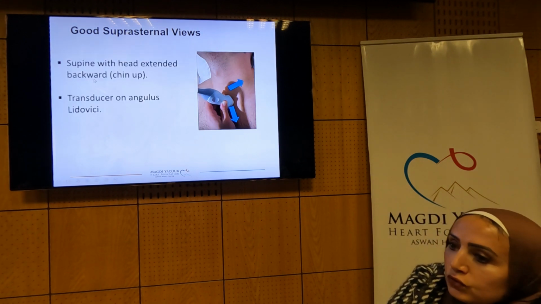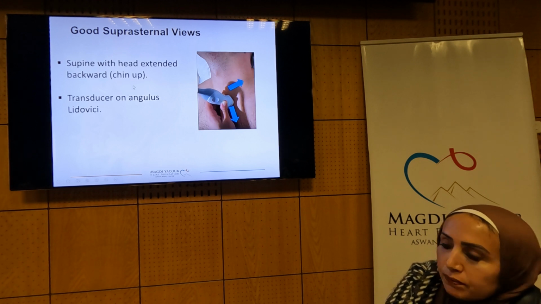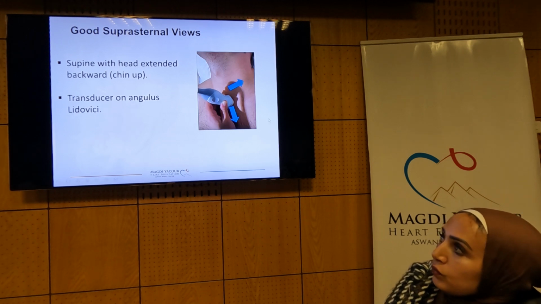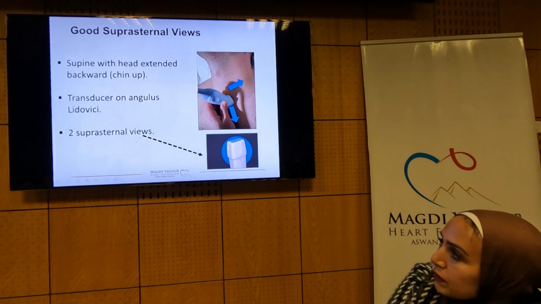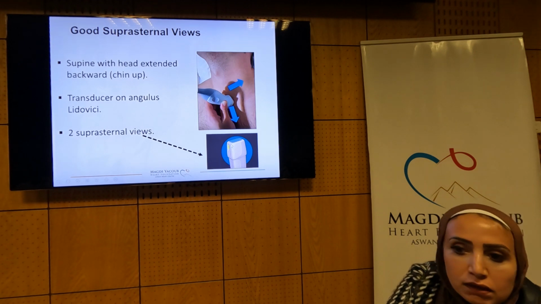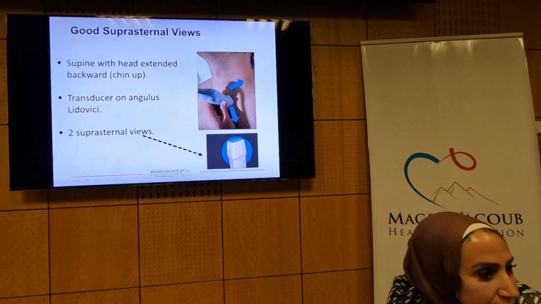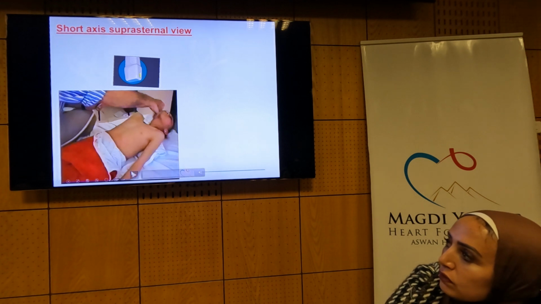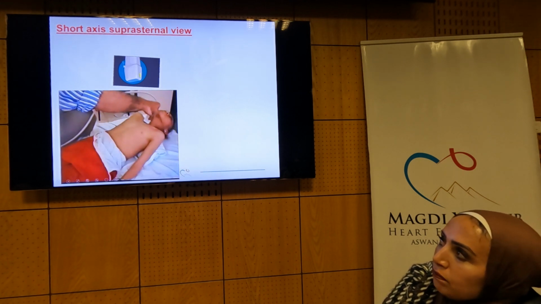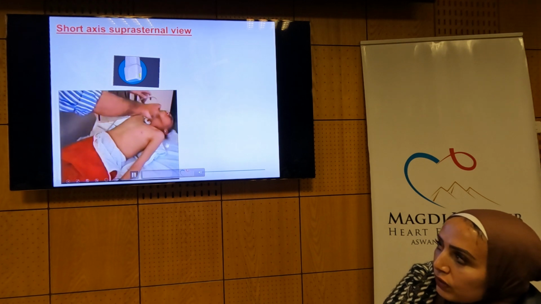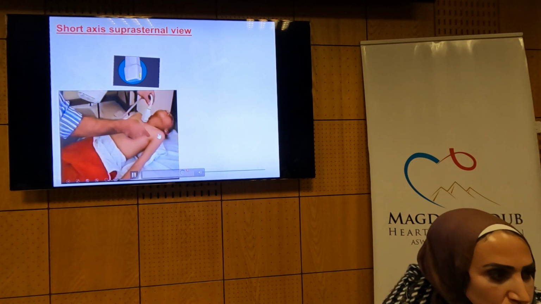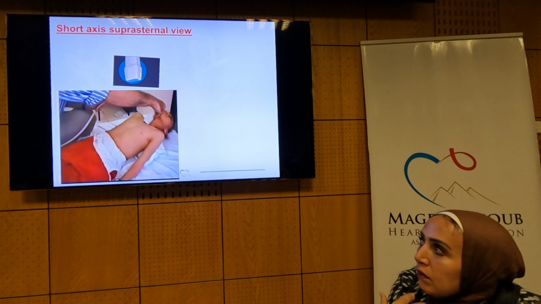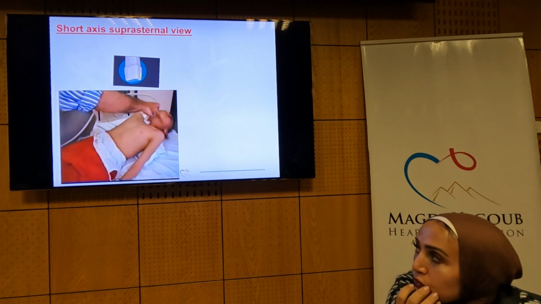So to have good suprasternal views, the patient is in supine position with head support, chin up, or put something under the shoulder so you have a good exposure. You will put in the angle of Louis, and we have two suprasternal views, depending on the knob or the edge on your probe, how you put it. The first one is the short axis view. You put your knob in that position. This is a good exposure for the suprasternal position, with the patient lying supine with support under the shoulder, looking up.